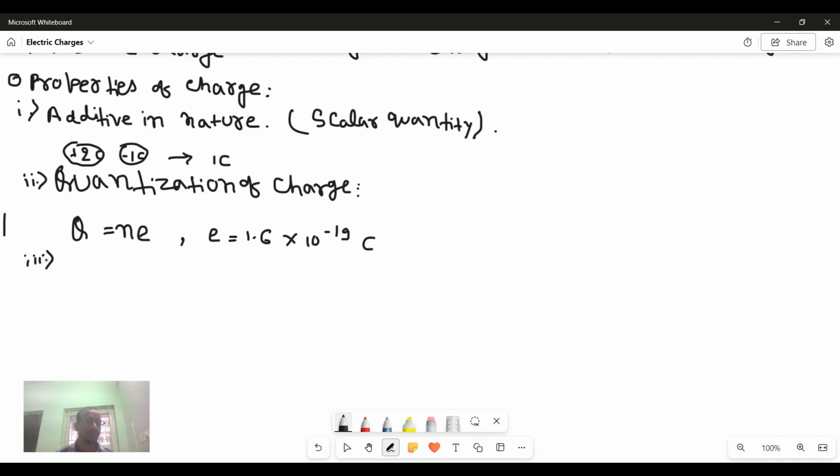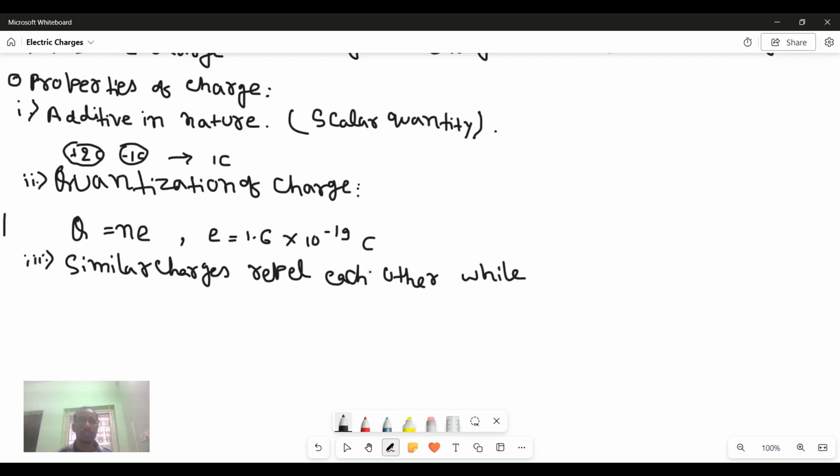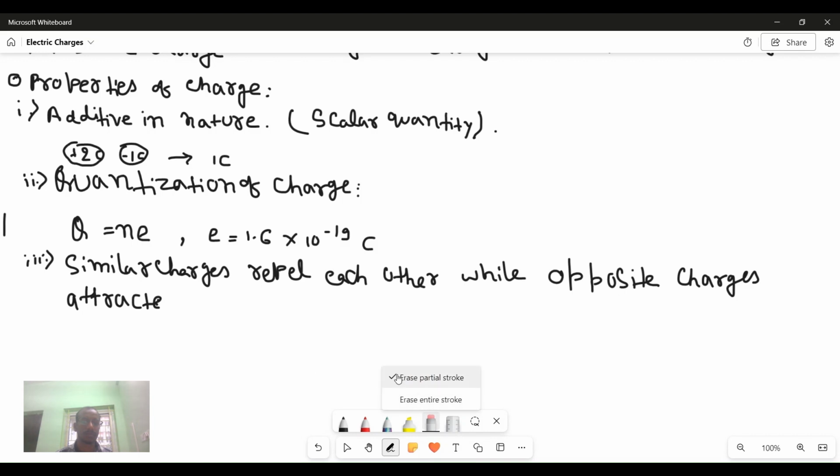The third property is that similar charges repel each other, while opposite charges attract each other.